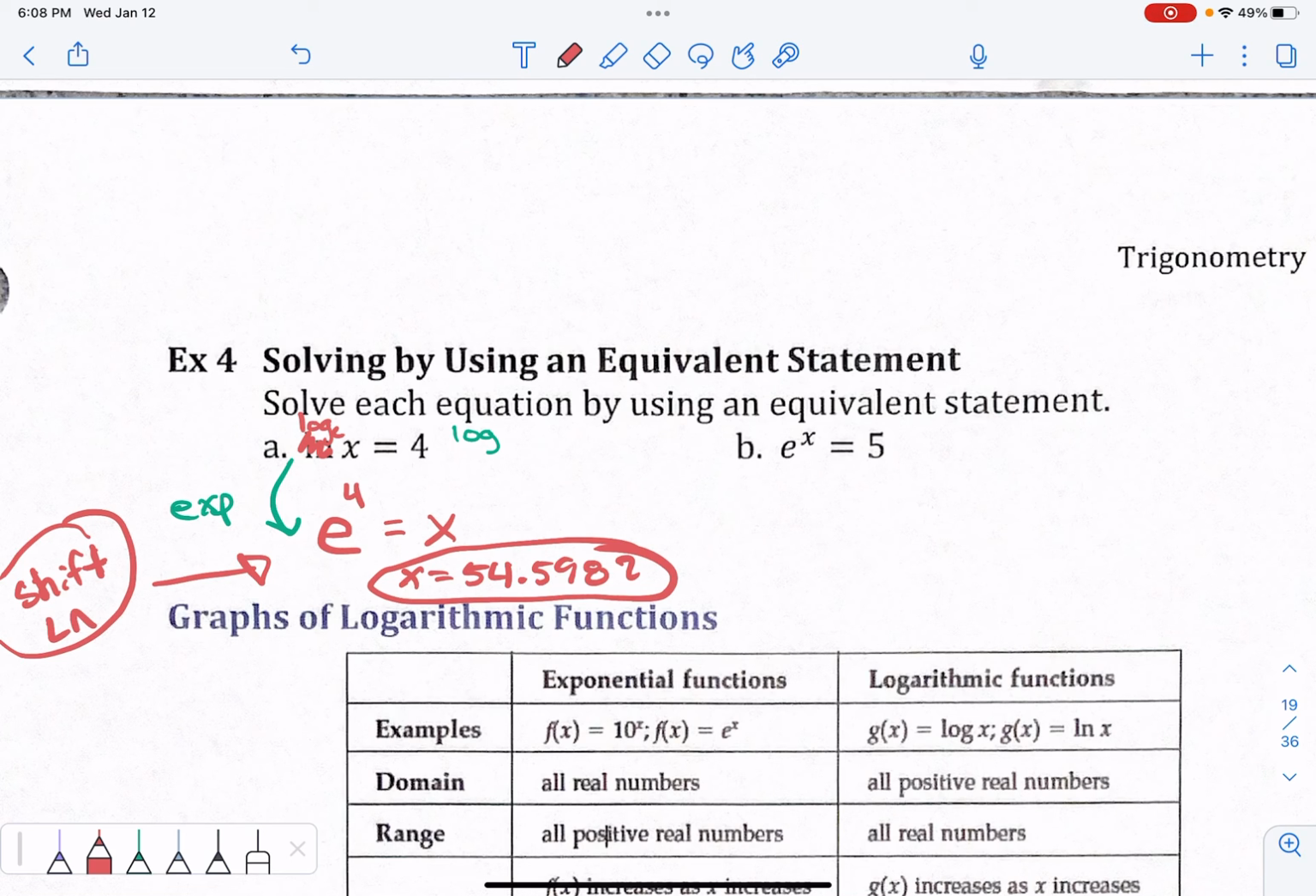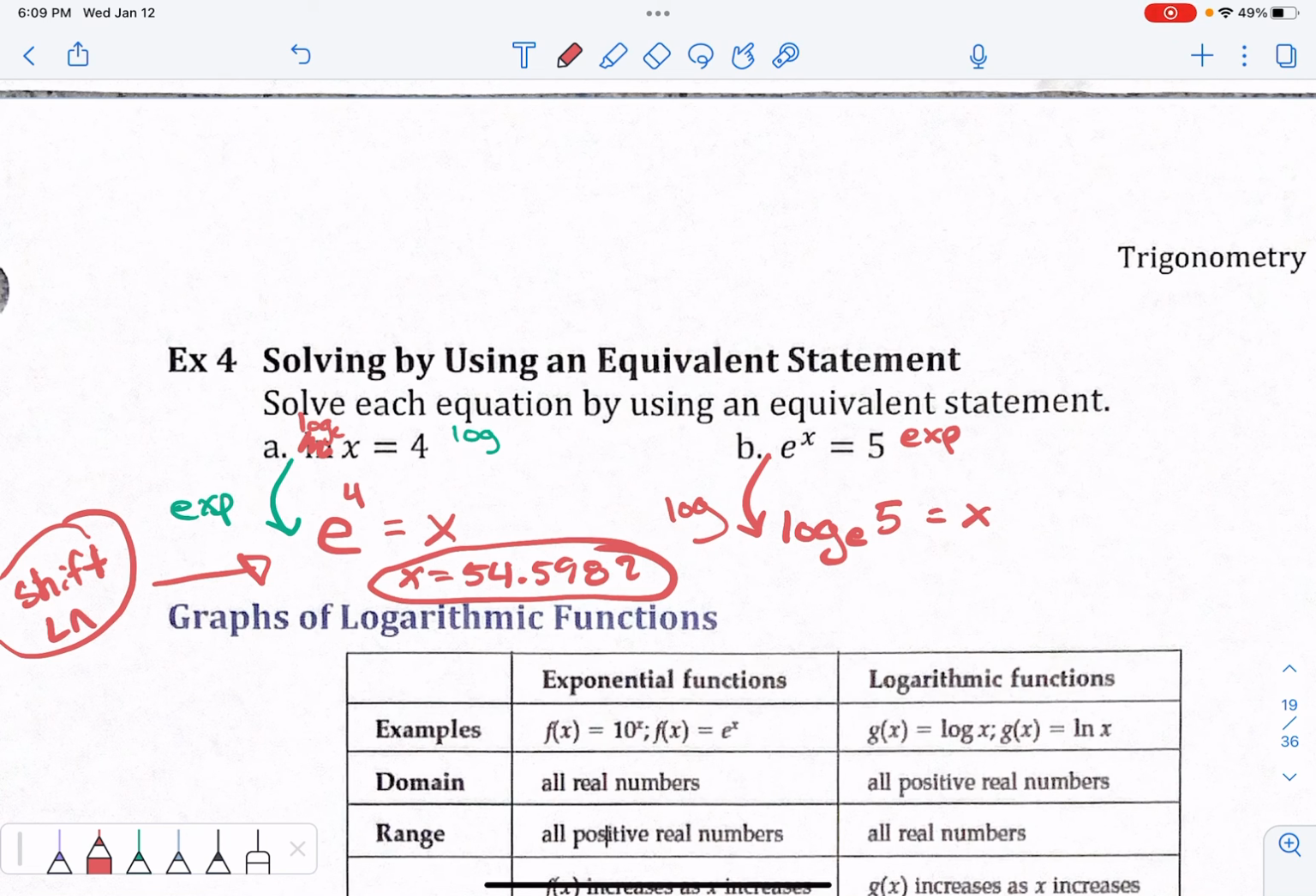Next one, part B. This is in an exponential form, so they want us to do the other form. They want us to make it into a log form, okay? And so we write it as a log with base e. The first number stays in the same spot, then 5 goes in this spot, equals x, okay?